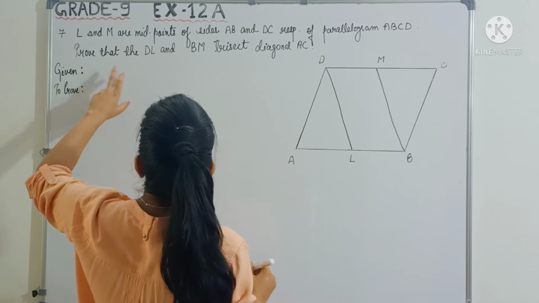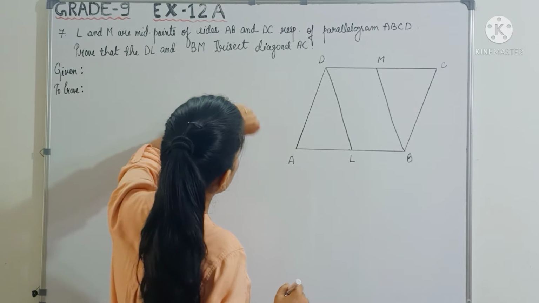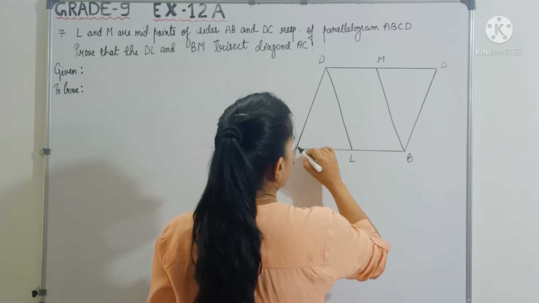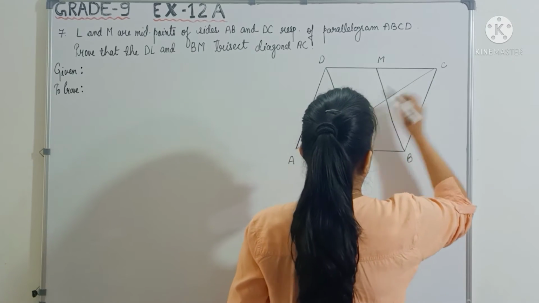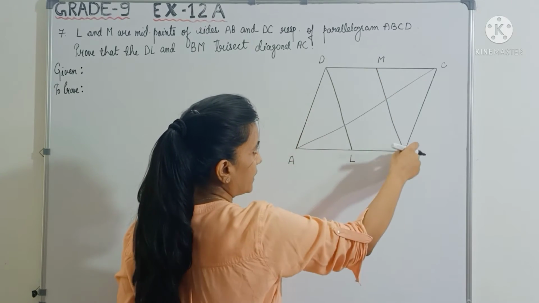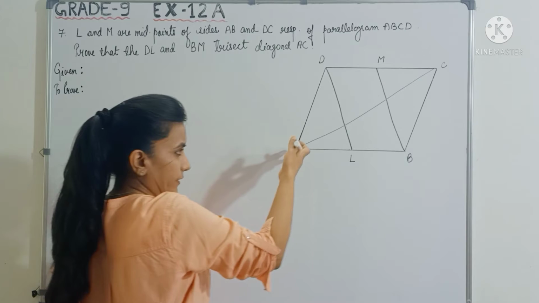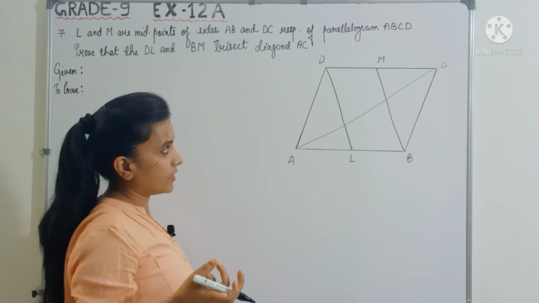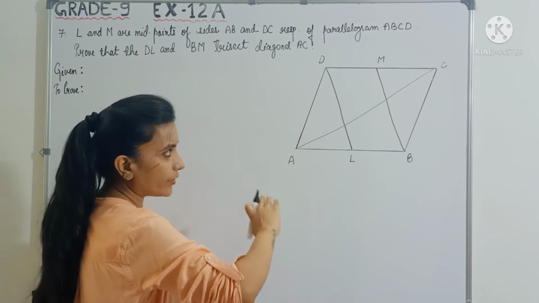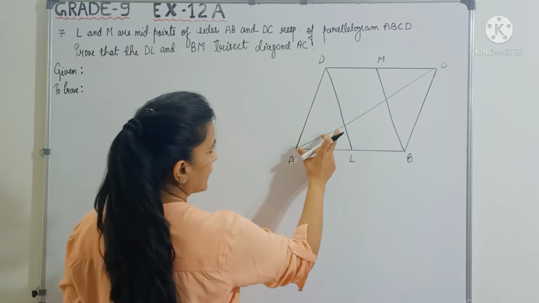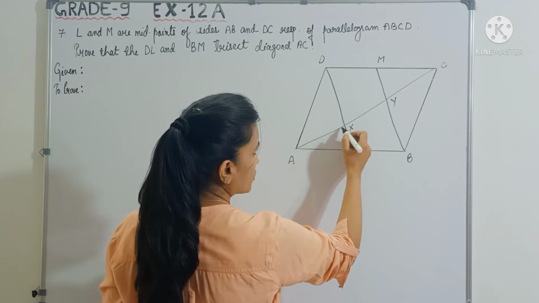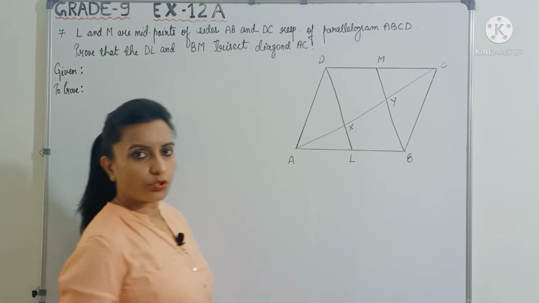You have to prove that DL and BM trisect diagonal AC. So you have to connect the diagonal AC. Now you have to show that these two lines, DL and MB, trisect the diagonal. What do you mean by trisect? Trisect means that this diagonal AC is divided into 3 equal parts. Let's take these points as X and Y. So you have to show AX is equal to XY is equal to YC. This is what you have to show.